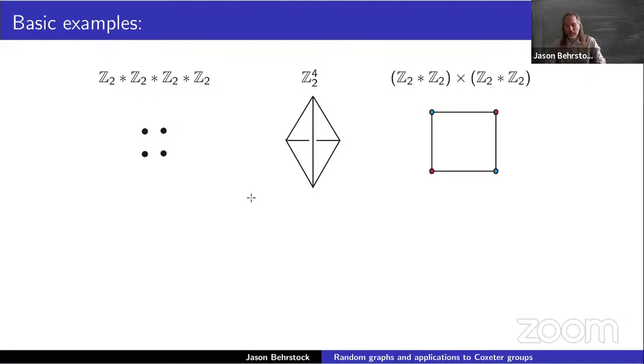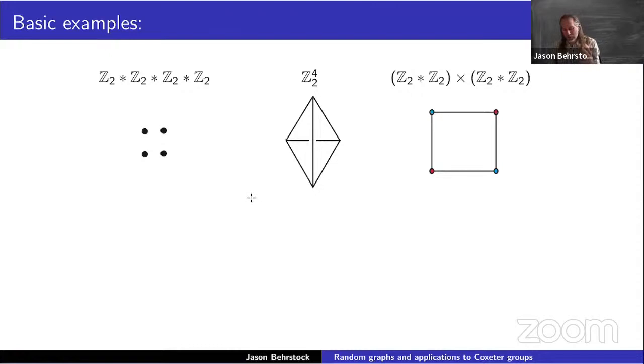So here's one way to represent a right angled Coxeter group. You draw a graph, and in the graph, I put vertices for every generator in my right angled Coxeter group. So in this picture on the left, I've got four vertices. So there's four generators. In fact, each of these three pictures here has four vertices. So these are all four generator groups. And each one of the generators is order two. So in each one of these groups, I have a bunch of Z mod two Zs. And then I put in an edge if those two generators commute.